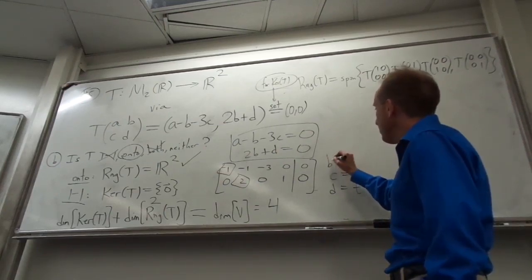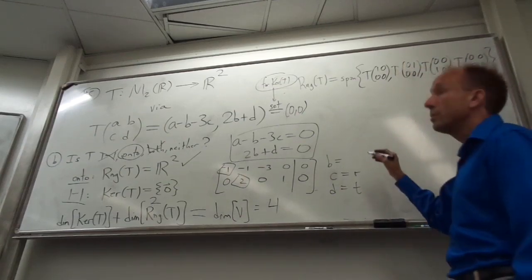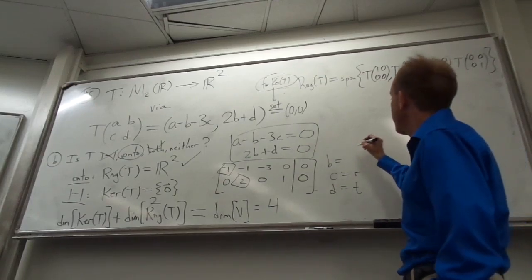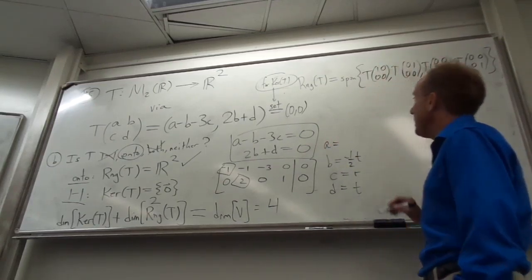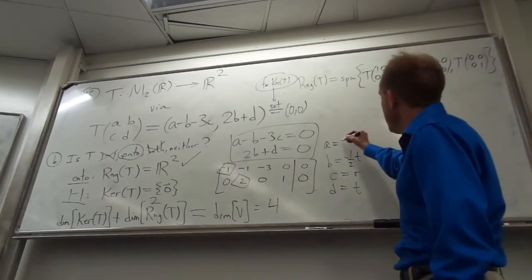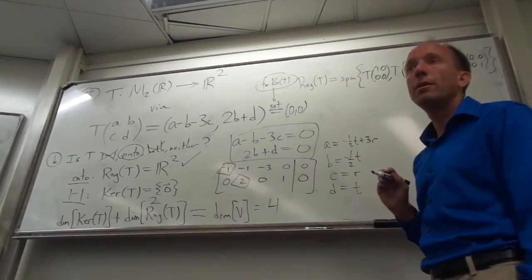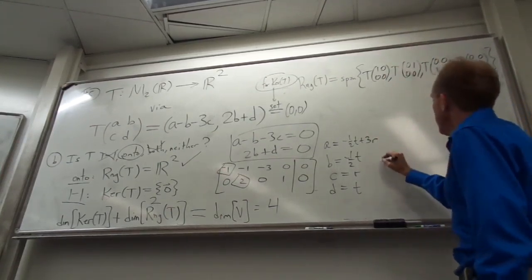And then B, what would B be equal to? Say again? -1/2 t, right? -1/2 t, very good. Okay, and then what would A have to be equal to? It would be B plus 3C. So it would be -1/2 t plus 3R. Okay, so to get a basis for the kernel, you guys with me?